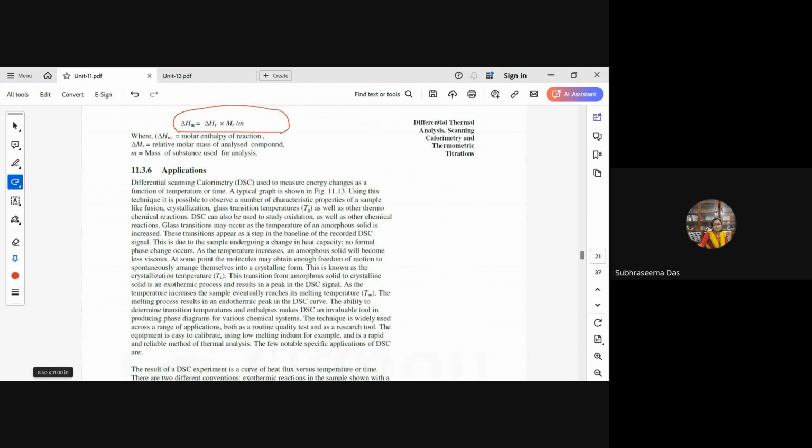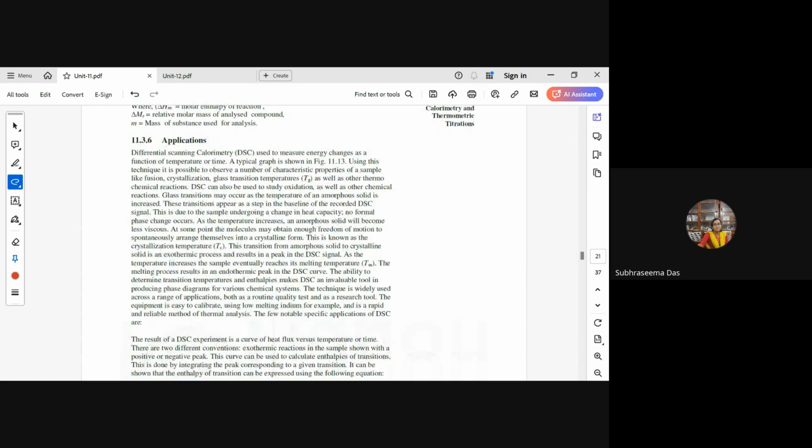Now coming to various applications of DSC. DSC is particularly used to measure the energy change, that is delta H, as a function of temperature or time. So using this technique, it is possible to observe a number of thermal characteristic properties of the sample, such as the glass transition temperature, Tg, the fusion or melting temperature, that is the Tm, and other reactions. In certain cases, oxidation has also been studied by DSC. Now, these transitions happen within the material in response to particular temperatures.